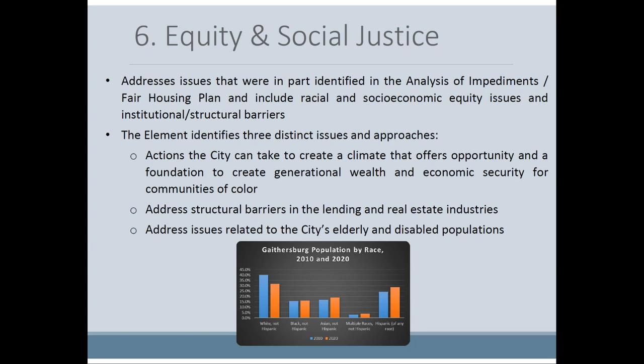Second, where there are places in the city, largely through advocacy efforts, can the city address structural barriers in lending and real estate industries? And third, what can the city do to address matters of concern to persons with disabilities and seniors? The table graph on this slide shows how the city's racial makeup has changed between 2010 and 2020. Increases in non-white populations and therefore decreases in the white population. As viewers may know, Gaithersburg is one of the most diverse cities in America. Next slide, please.